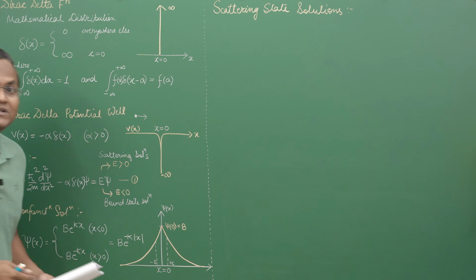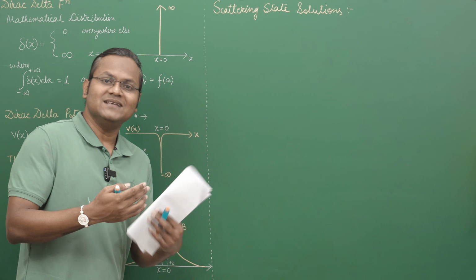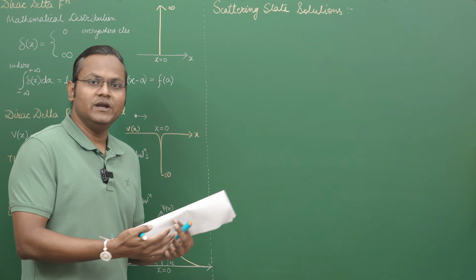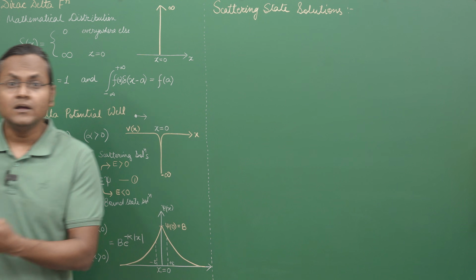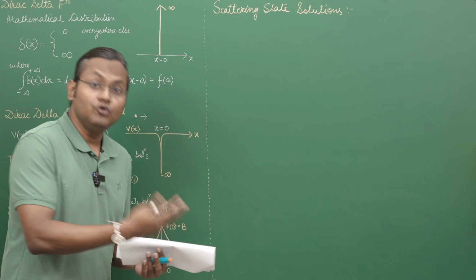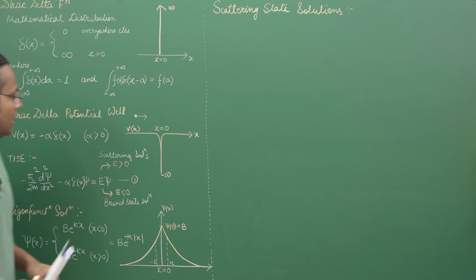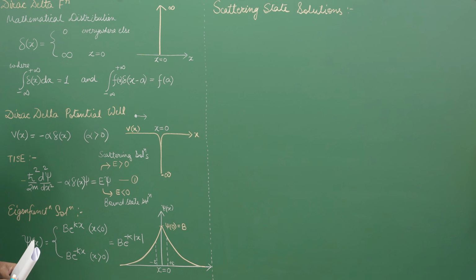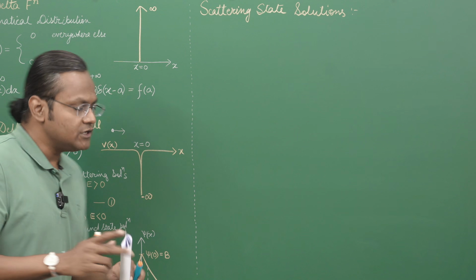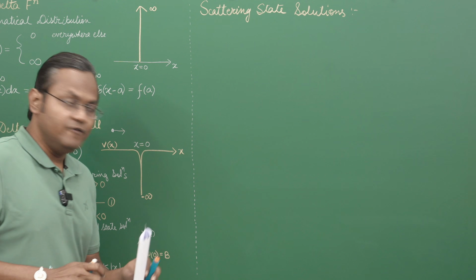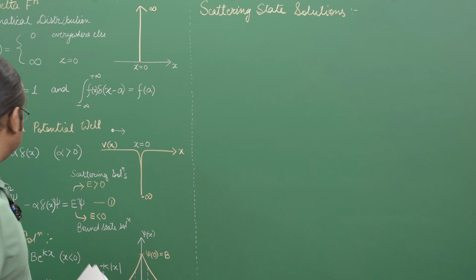But the particle will still interact with the potential, and as a result, the particle has a certain probability of either getting reflected back or a probability of transmitting through, which we can obtain by finding the solutions of the Schrodinger equation. Again, if you're interested in the bound state solutions, look up my previous video. Today, let us look at the scattering state solution.